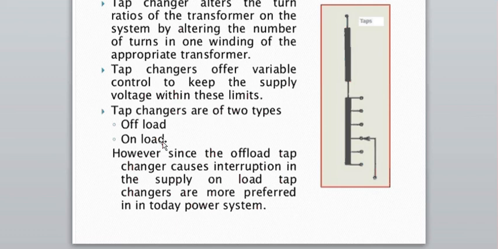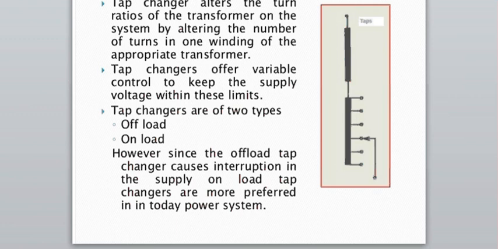Off-load means when the load is not there, at that time we are changing the tap to increase or decrease the voltage. On-load means at load time, current will be flowing through these taps also, and at that time sparks will also come. That is somewhat difficult, we need to manage it. This is a tap changer transformer. We connect it at the receiving end or sending end according to our requirements.